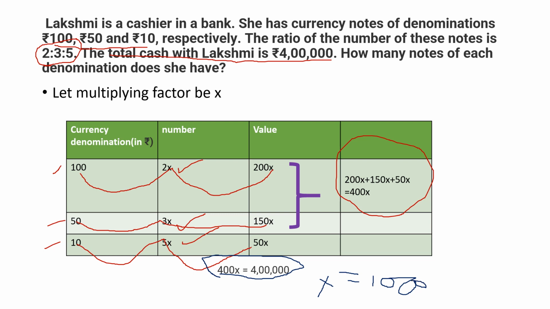If x is 1000, how many notes of each denomination is she having? They are asking you how many notes she is having. It is very easy. From here you can easily calculate: 2 into 1000, 2000 notes of 100 rupees, 3000 notes of 50 rupees and 5000 notes of 10 rupees.